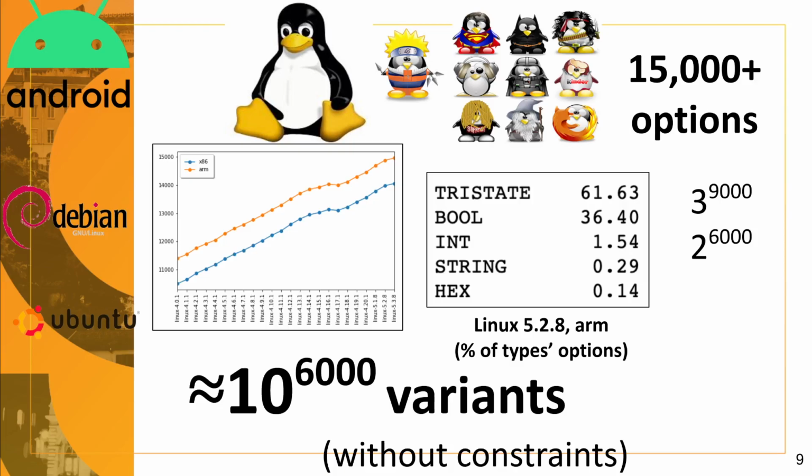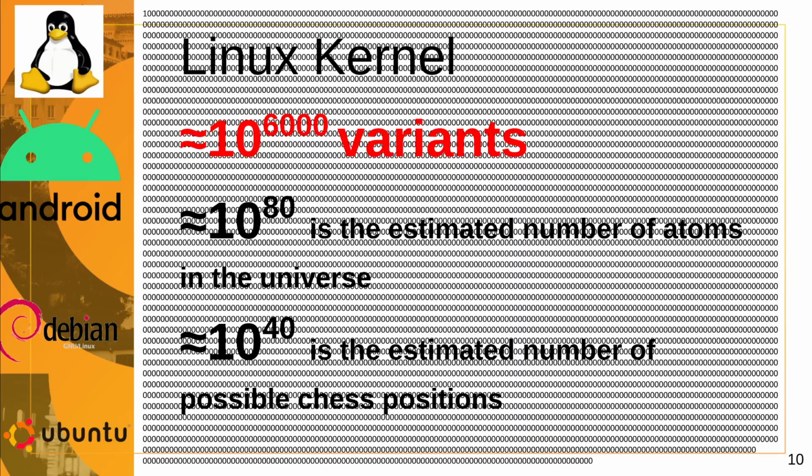And the number of options continuously increases. For instance, between version 4.0 and 5.3, almost 3,000 options have been added, which is a lot. So just to put perspective on this number again, the estimated number of atoms in the universe is much less than the number of variants of the Linux kernel.